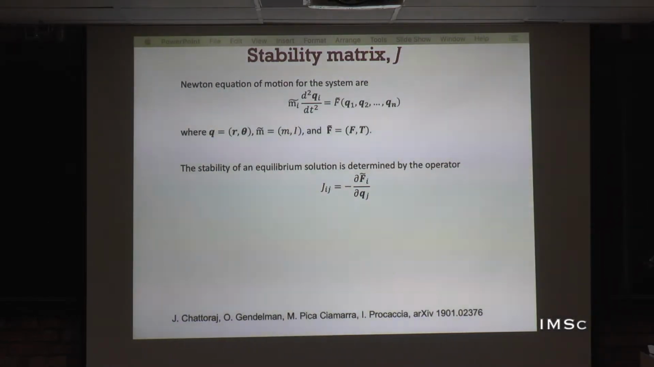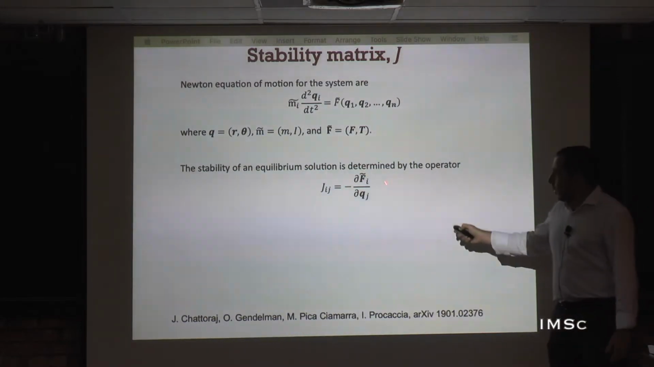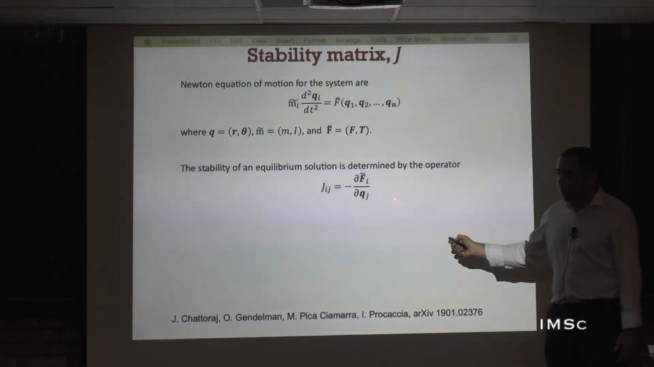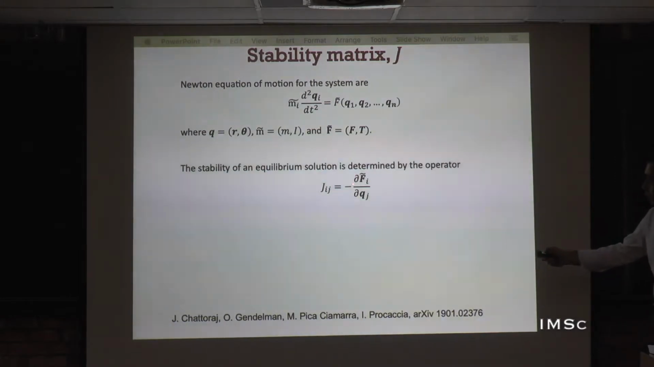And you can linearize this equation to study stability, and you find that the stability is essentially determined by the properties of a stability matrix, which is just minus the Jacobian, the derivative of the force with respect to your degree of freedom.